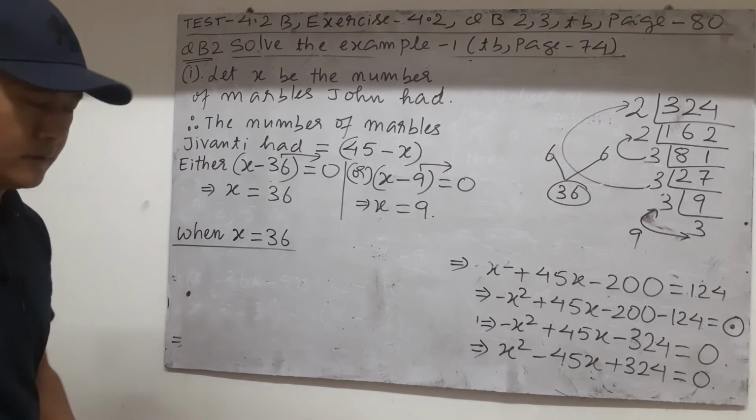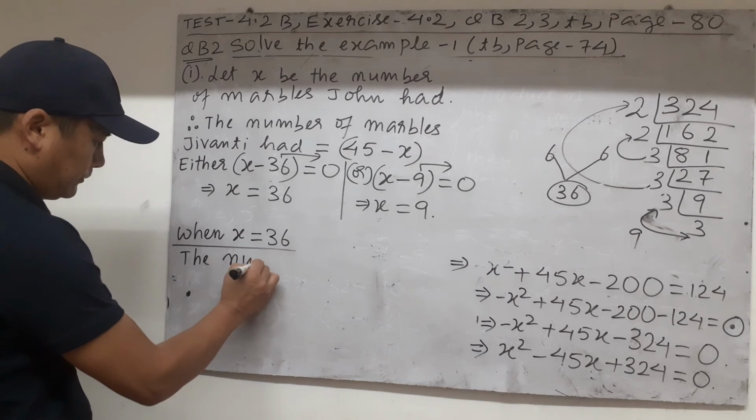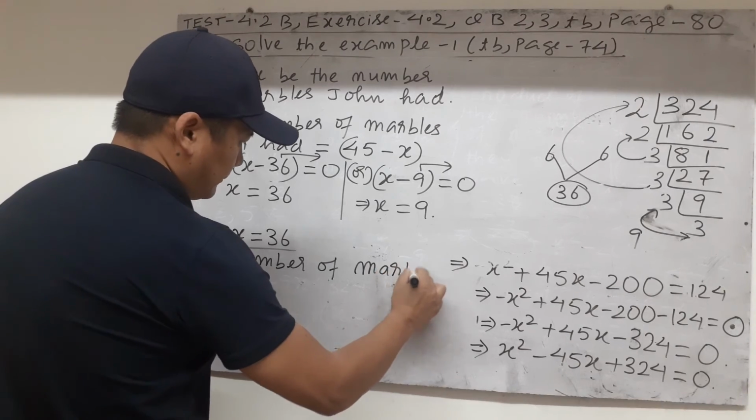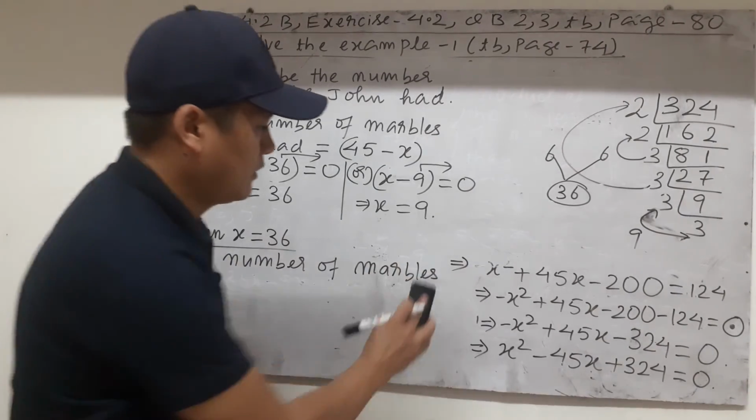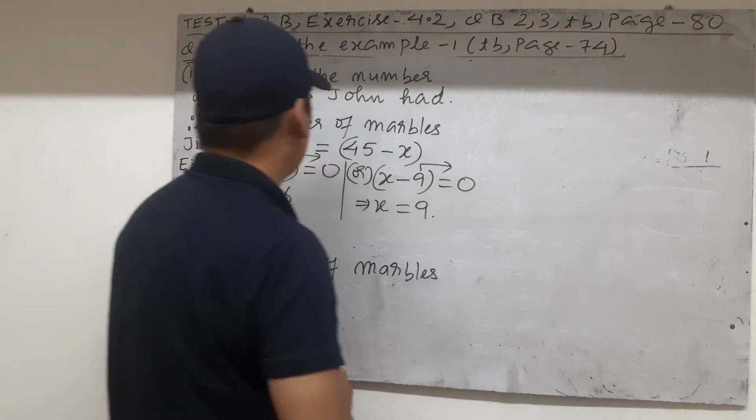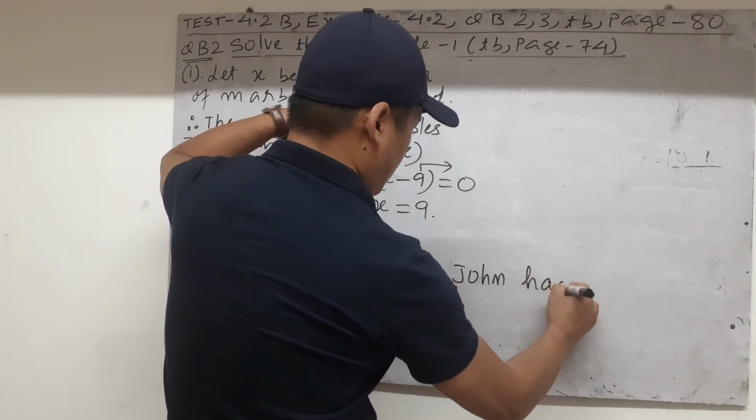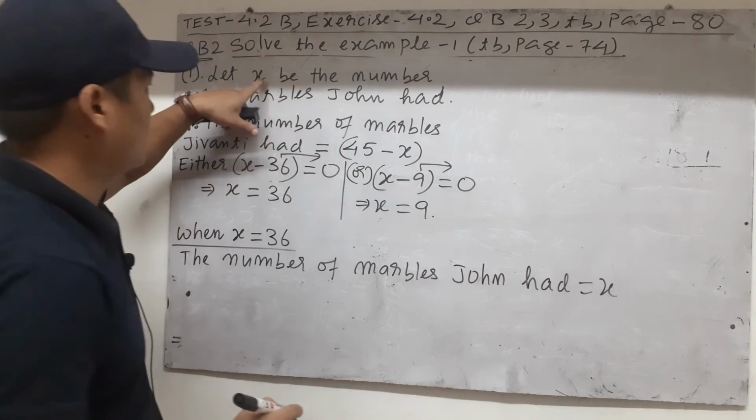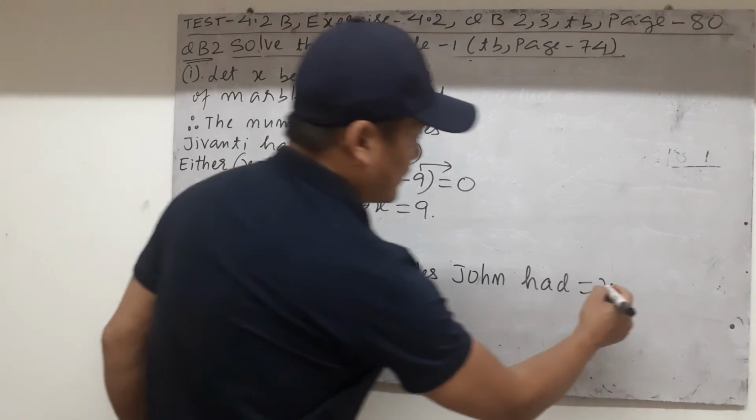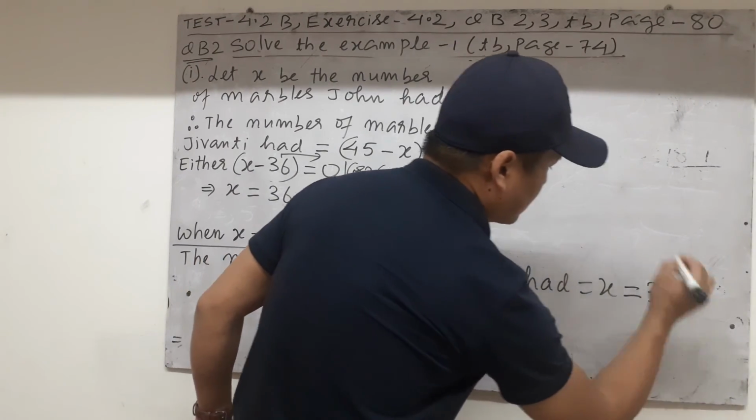So when x is 36, let's write here the number of marbles John had. That is what the question is asking. x we have put, go back to the beginning, and we have put x as the original number of marbles John had. So x means our answer. When x takes 36, then John will be having 36 marbles.